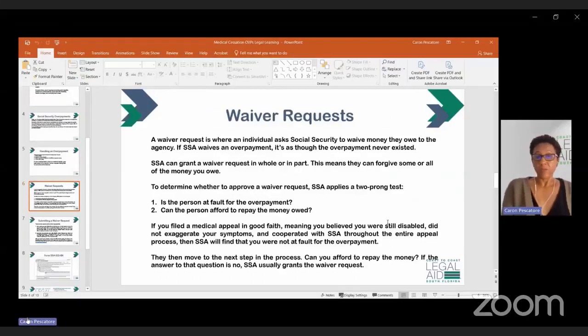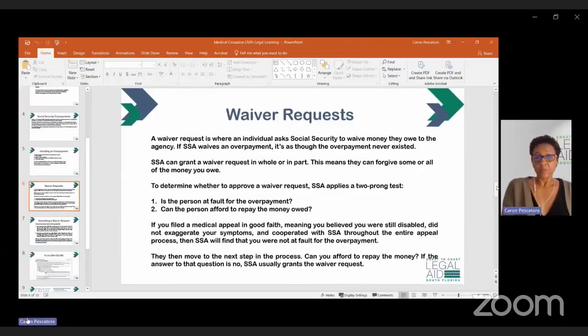Waiver request. A waiver request is where a person asks Social Security to waive the money they owe to the agency. If SSA waives an overpayment, it's as though the overpayment never existed. SSA can grant a waiver request in whole or in part. This means they can forgive some or all of the money you owe. To determine whether to approve a waiver request, SSA applies a two-pronged test. Is the person at fault for the overpayment? And can the person afford to repay the money owed?